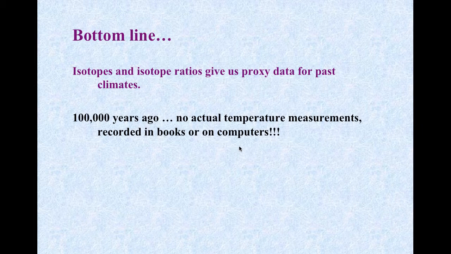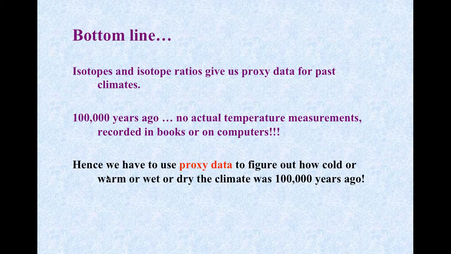And even if they were, there were no books or computers to record the measurements in, so we have no actual temperature measurements 100,000 years ago. But instead we can use proxy data to figure out how cold it was relative to now, or how warm it was relative to now, or wet or dry 100,000 years ago. And that's what proxy data is, and that's what isotope data gives us.